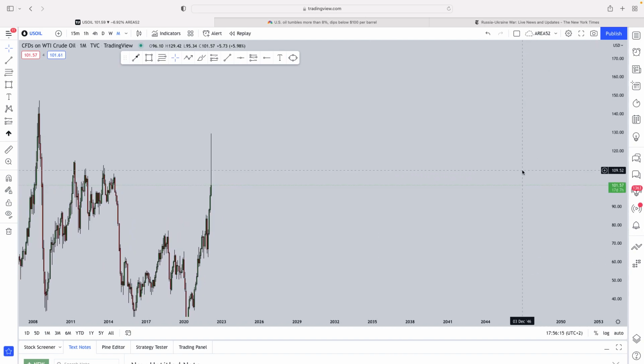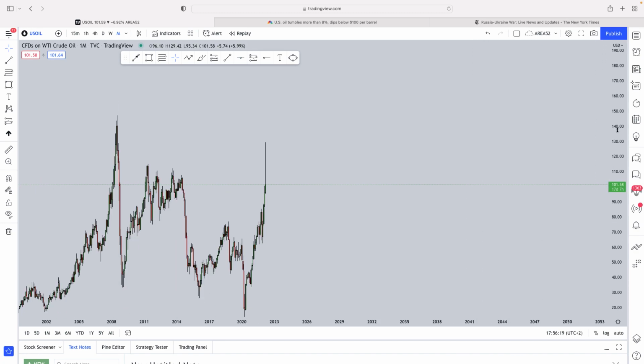Today we are going to take a look at oil from a fundamental, technical, as well as an order flow perspective and find the best probability to look for a trading opportunity.